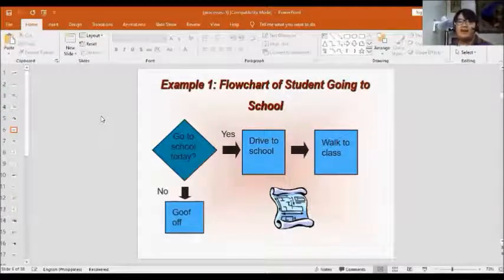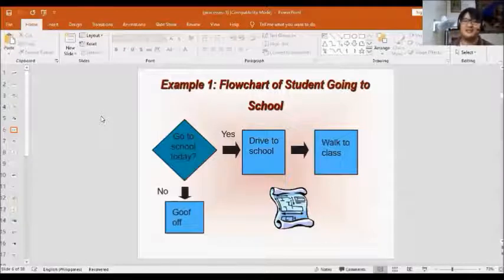So we have here a flow chart of a student going to school. First, it will start with a decision. Di ba pag pumapasok kayo sa eskwelahan, it starts with a decision of, am I going to school today? Yes or no. Kaya gumamit tayo ng diamond because there is a decision. If no, just stay at home, goof off.